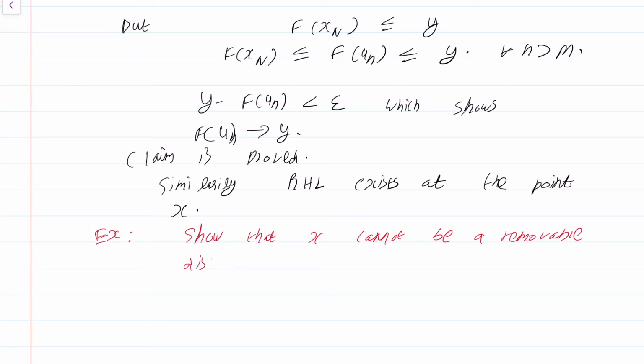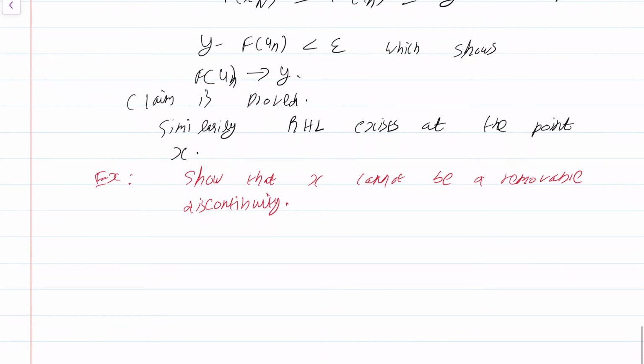I keep using the word singularity. That's because I'm a complex analyst. So if you learn complex analysis, you will understand why I keep saying removable singularity. I apologize in advance. So if I say singularity, I am entrusting you with the task of interpreting it as discontinuity. Show that x cannot be a removable discontinuity. That will complete the proof. That means left-hand limit exists, right-hand limit exists, but they are not equal.